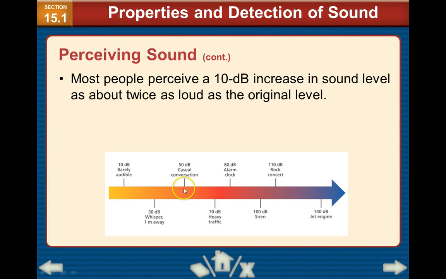From a casual conversation, again, twice as loud to 60 decibels, and by the time we get into heavy traffic, the traffic is 4 times as loud as a casual conversation. It also turns out that a 20-fold increase in decibels is related to a 10-fold decrease in the pressure.